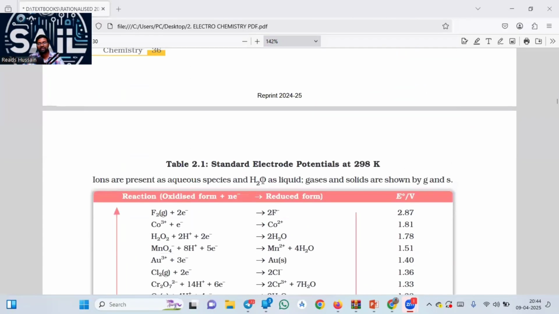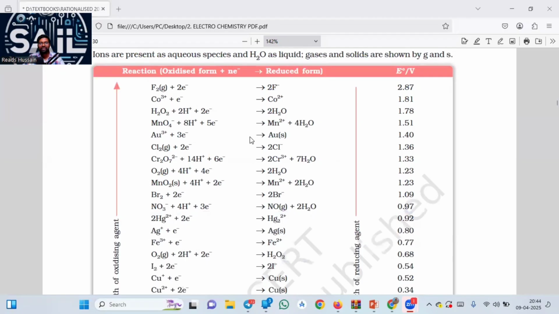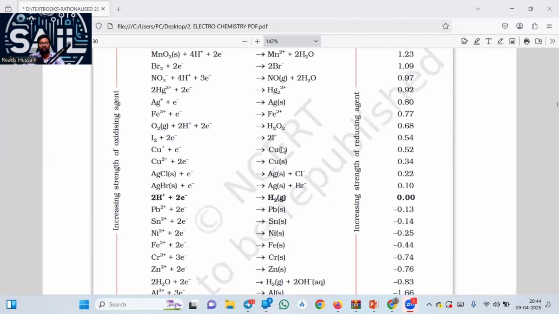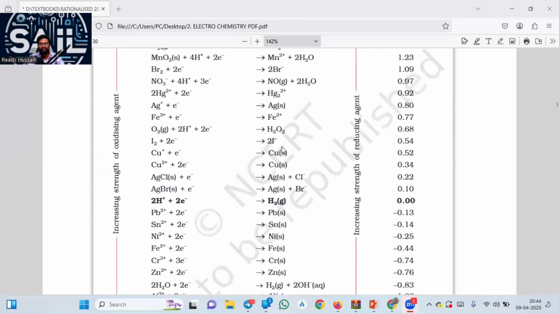And before the Nernst equation, we discussed electrode potentials. Do you remember that? That means before the last class, electrode potentials. This is a list of electrode potentials of different electrodes, metallic electrodes as well as non-metallic electrodes.